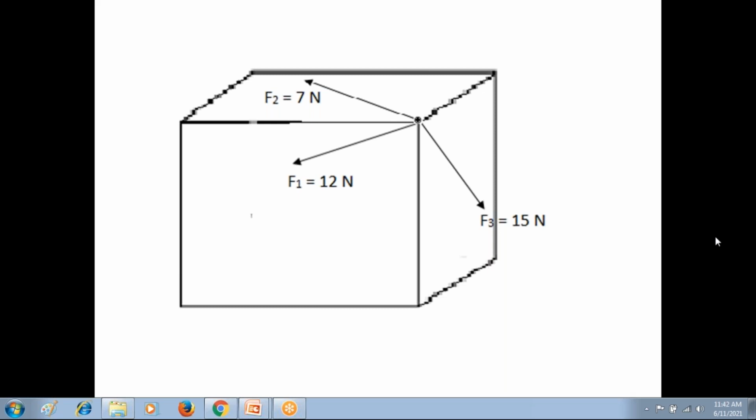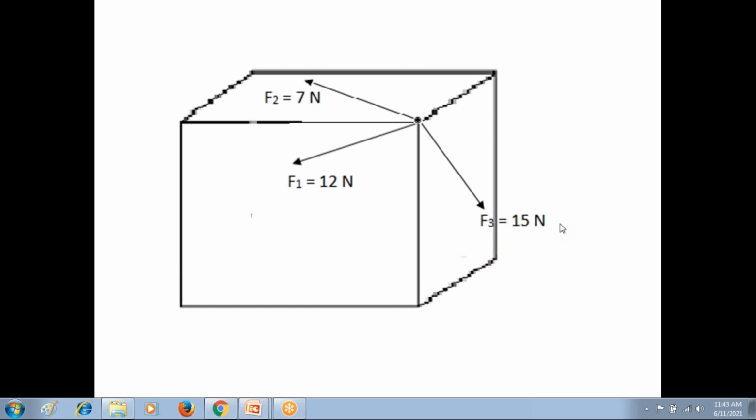If the forces lie on the same plane, parallel to each other, but acting in different directions, we call it a coplanar parallel unlike force system. Then the fourth one is the coplanar concurrent force system.